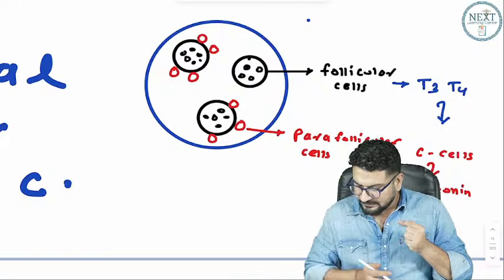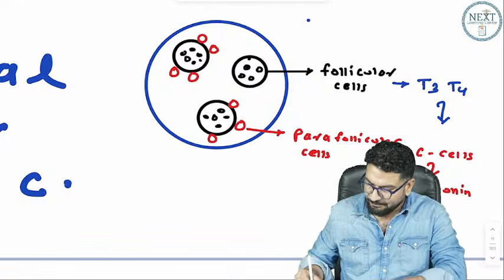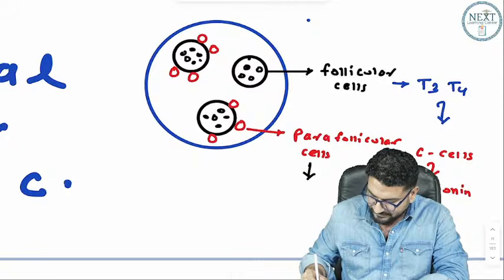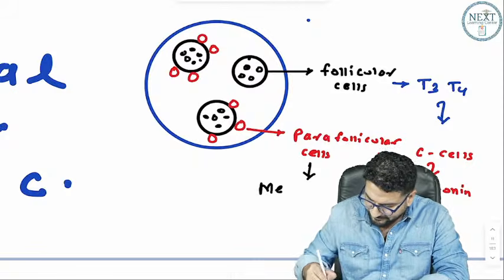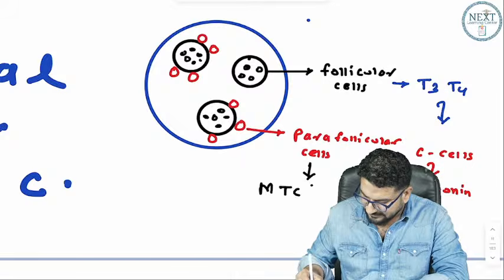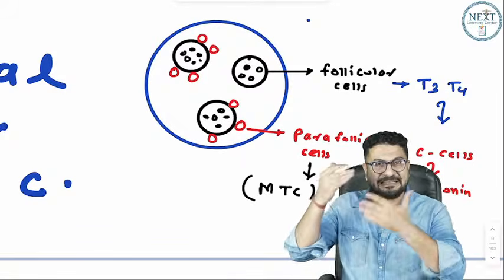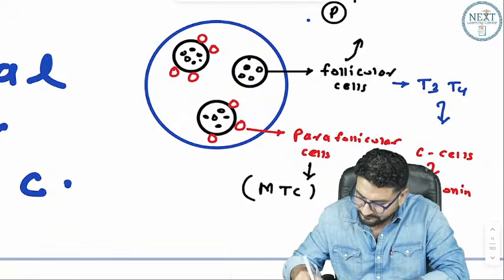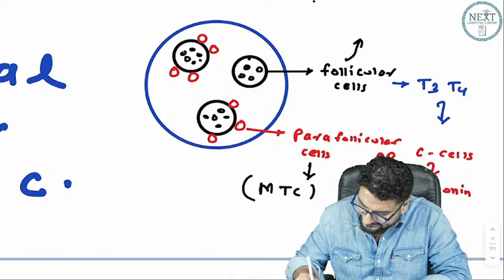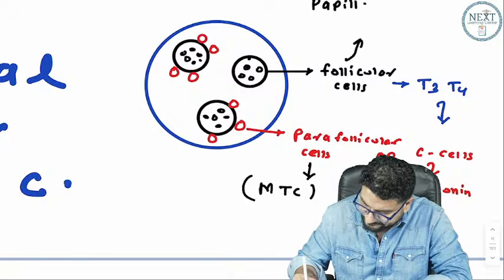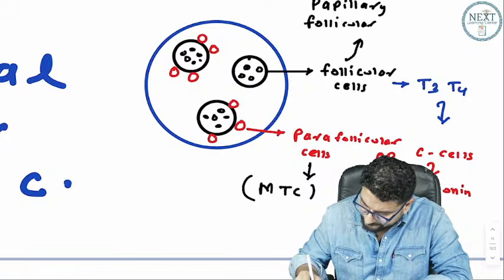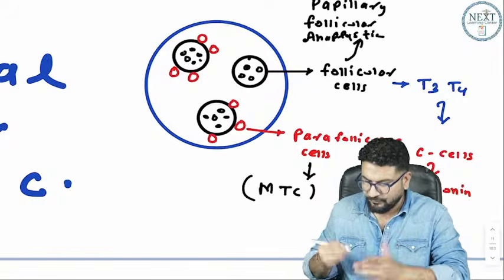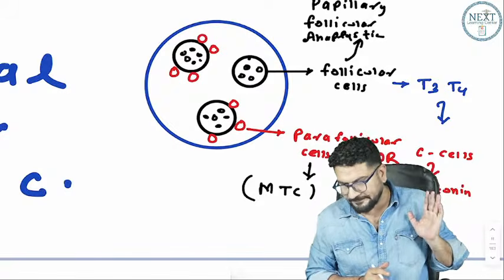So suppose I ask you which tumor originates from parafollicular cells, only one tumor originates, that is called medullary carcinoma of thyroid. In short, I am writing MTC. So MTC is medullary carcinoma of thyroid. All other cancers, which means papillary, follicular, and anaplastic, originate from follicular cells. Lymphoma originates from lymph node. Simple. So understand this thing.